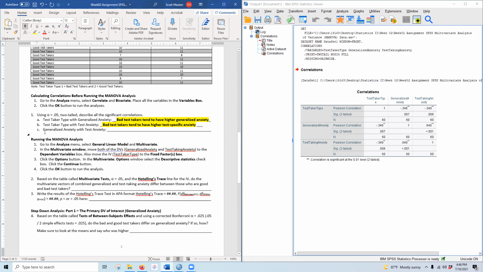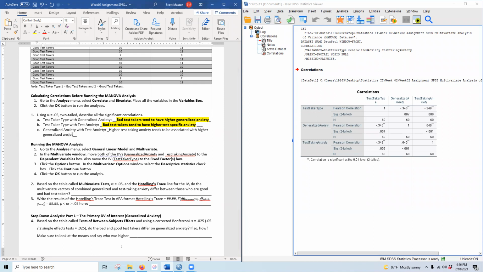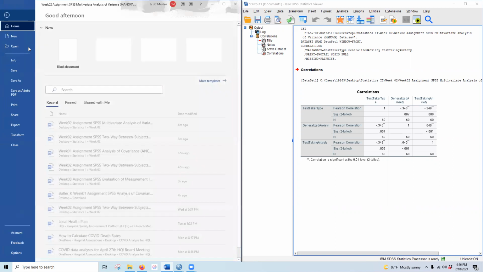test taking anxiety. Finally, the two anxieties together, what's their correlation? Where do we find that? Looks like it's here. Generalized with test taking, positive. Those who tend to have higher test taking or generalized anxiety tend to have higher test taking anxiety. So regardless of test taker type, we're just saying higher test taking anxiety tends to be associated with higher generalized anxiety. Something like that is correct. So those who are more anxious tend to be more anxious about test taking, something like that. Tends to be associated with higher generalized. Yep, that's correct. So I should file and save as.